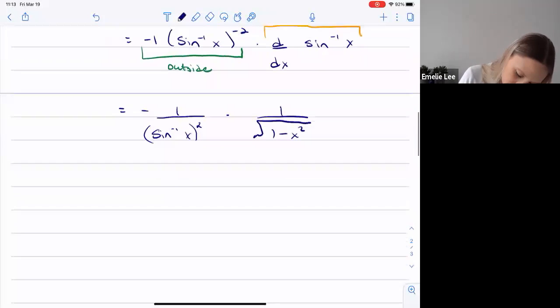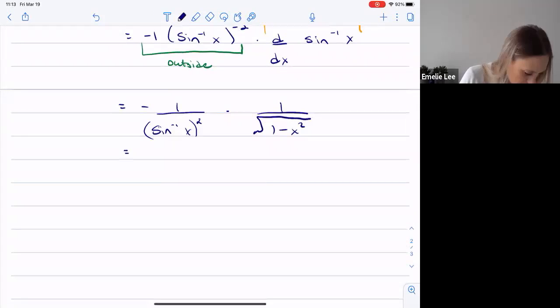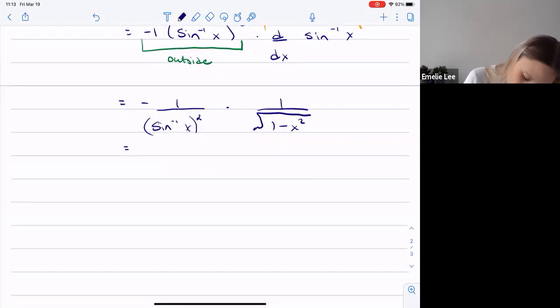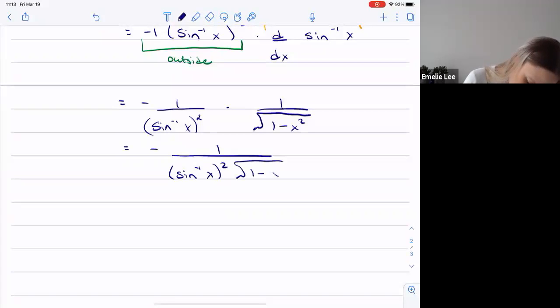So combining these, nothing left to do except combine these two. So -1 over, and it's not going to get very fancy, sine inverse of x squared times the root of 1 minus x squared. And there's nothing really left to do there.